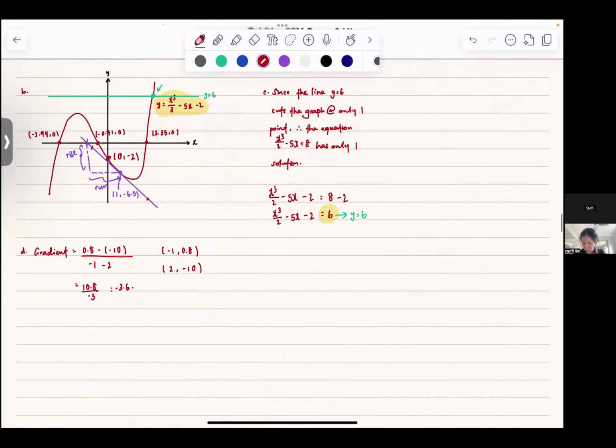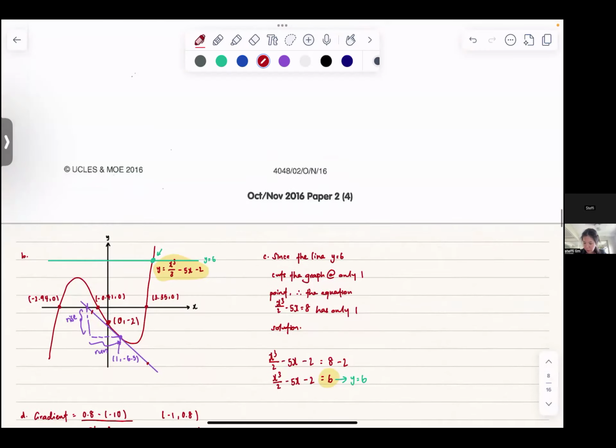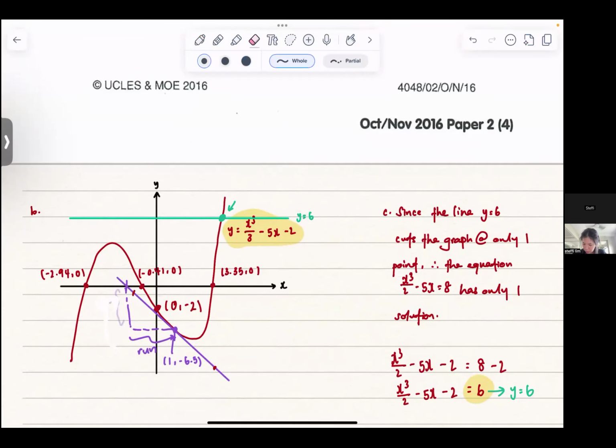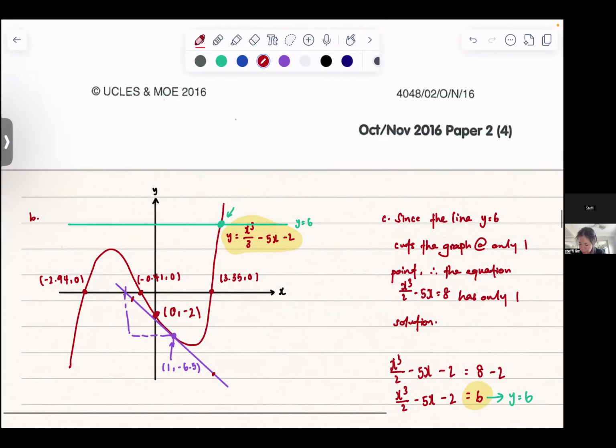So at this point, your graph is starting to get a little messy, but that's okay. That's the fun in it. Okay, part E.